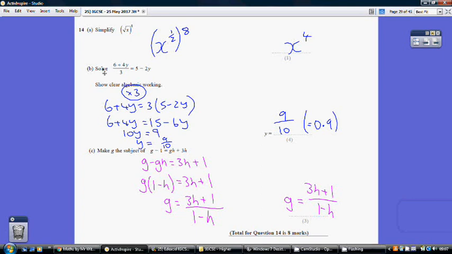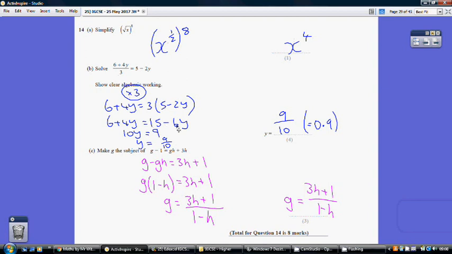Now, to solve part B, I really need to undo this division by 3 to start with, so I'm going to choose to multiply both sides by 3. So on the left, this undoes the denominator, just leaving me with the numerator, 6 plus 4y, and then I need to multiply both terms on the right by 3. 3 times 5 is 15, and 3 times minus 2y is minus 6y.